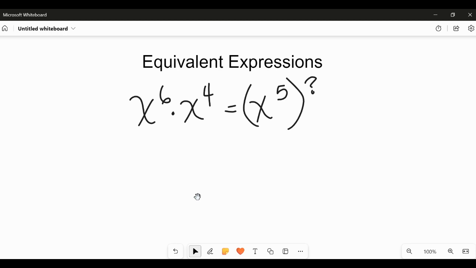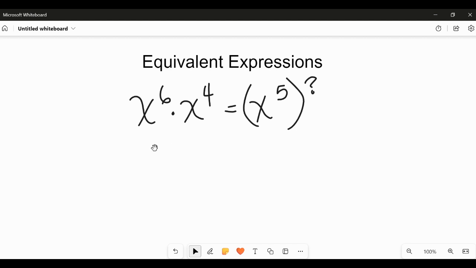In today's video, we are going to look at equivalent expressions and figure out what to solve for when we are given these equations. Using our knowledge of the laws of exponents that we learned in previous lessons, we should be able to apply those and create an equation that is fairly simple to solve. It's just a matter of remembering the laws of exponents.